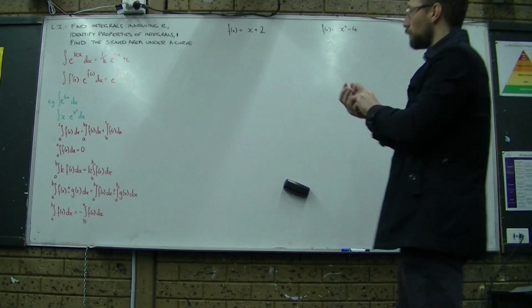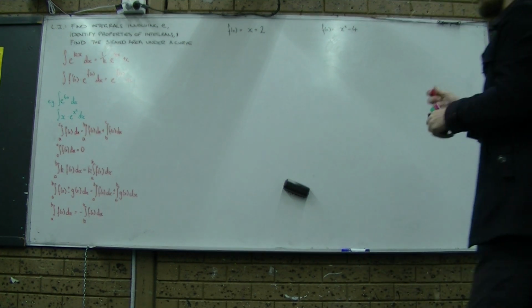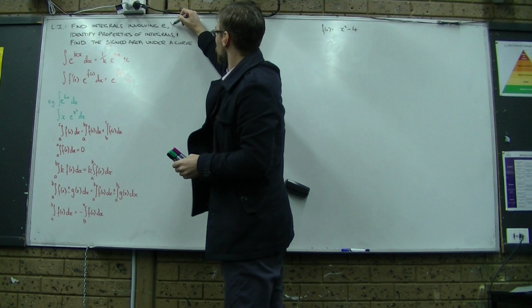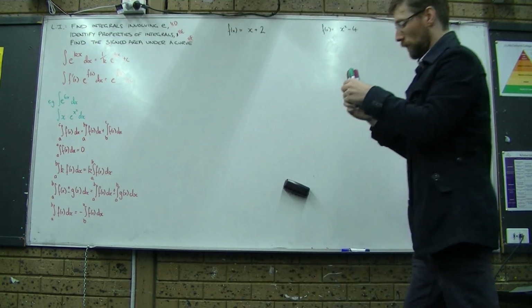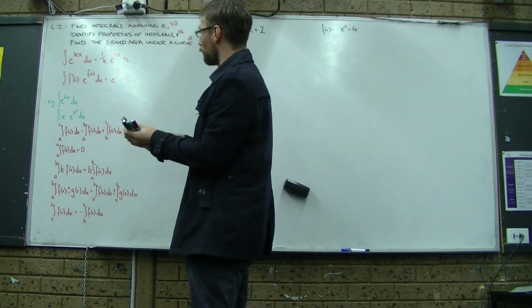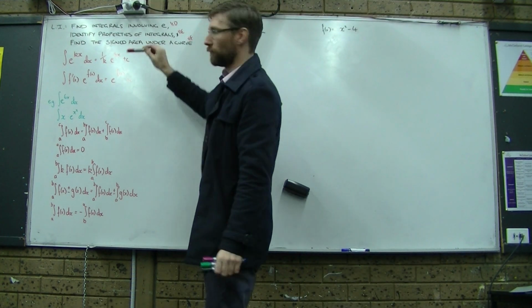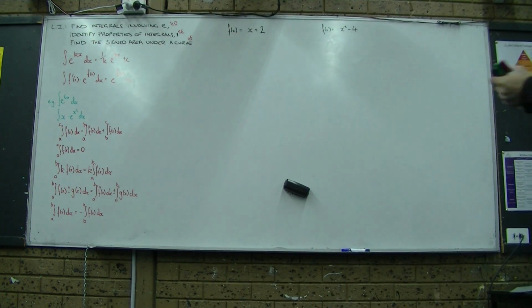Alright. Find integrals involving e, identify properties of integrals, and find the signed area under the curve. This is 11D, 11E, 11F. So, first thing, 11D is all of this. That's it. Super easy, because e is one of the best things that ever exists in calculus.